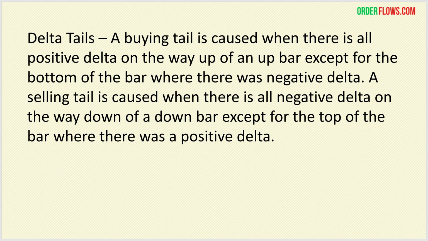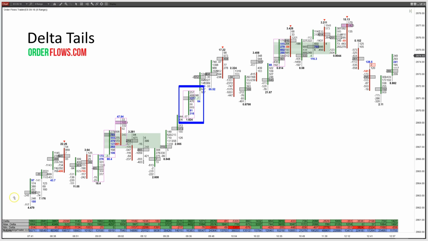So let's start by looking at buys. A buying tail occurs when there's all positive delta on the way up of a bar, except for the bottom of the bar where there was negative selling. So maybe early in the bar exhibited more negative selling. Then the market snapped back and rallied, all positive buying on the way back up. Now a selling tail is the opposite, right? When you have all negative delta in the bar, but the top price level had positive delta.